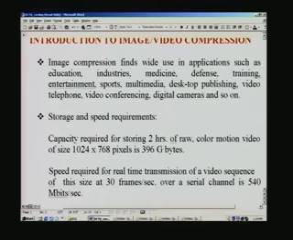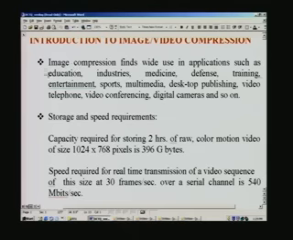Image compression finds wide use in applications such as education, industries, medicine, defense, training, entertainment, sports, multimedia, desktop publishing, video telephone, video conferencing, digital cameras, and so on and so forth. There is an innumerable scope for applications, especially in image as well as video.